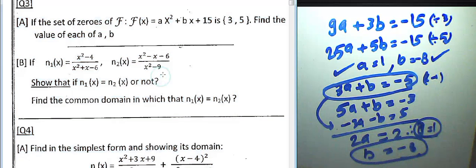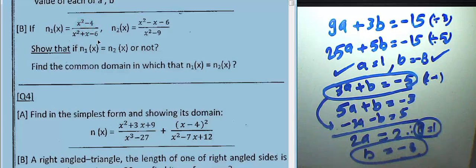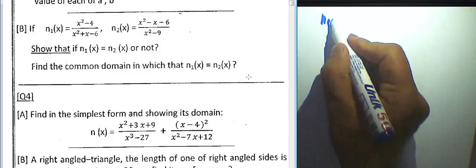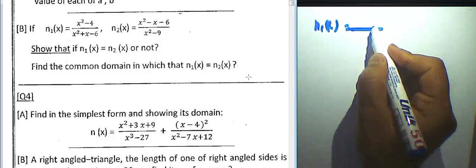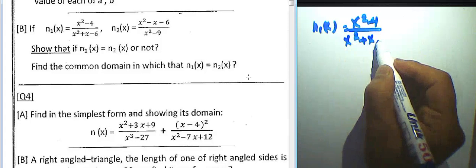Okay, next question. If n1(x) = (x² - 4)/(x² + x - 6), and n2(x) = (x² - x - 6)/(x² - 9), show whether n1(x) equals n2(x) or not, and find the common domain in which n1(x) equals n2(x). We can find n1 in its simplest form here: n1(x) = (x² - 4)/(x² + x - 6).